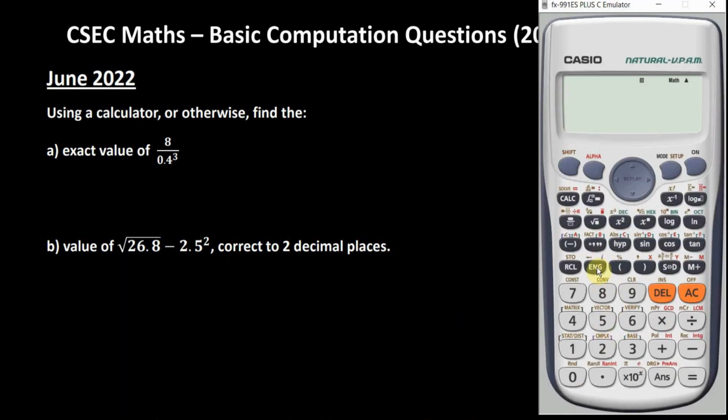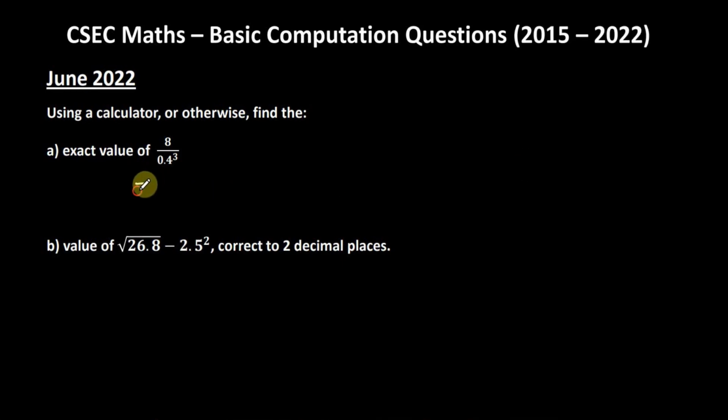So there we go. So it's a fraction. Use our fraction tool there. 8 in the numerator, in the denominator we have 0.4 cubed. Right? Can press our equal sign, and we have 125 for our answer here.